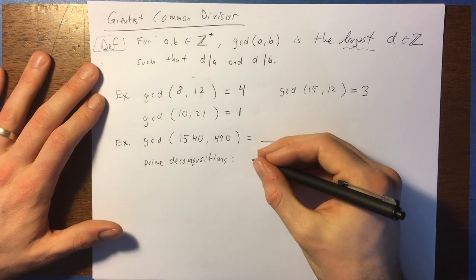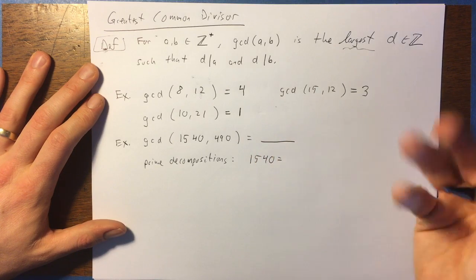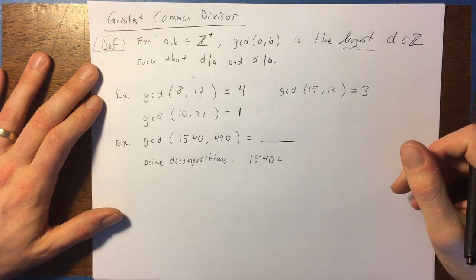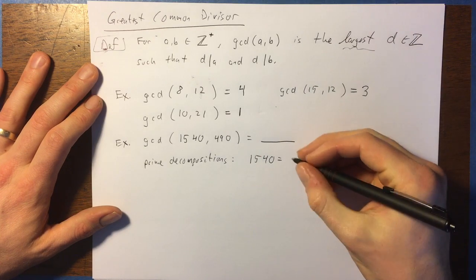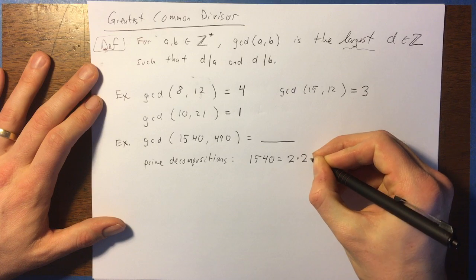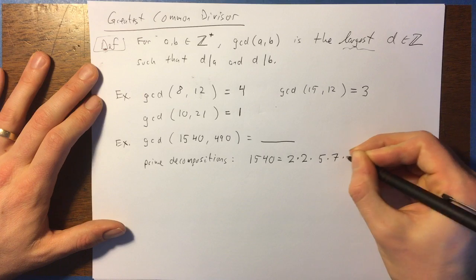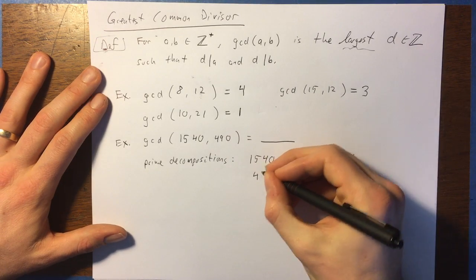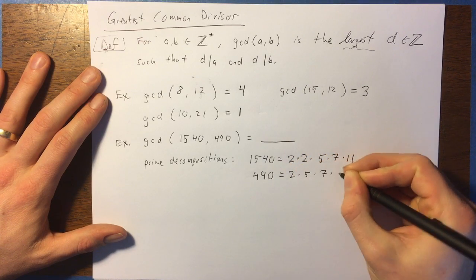Let's look at the prime decompositions. 1,540 equals, and there are different ways of finding prime decompositions. There are algorithms for finding prime decompositions. In fact, there's one presented in the book if you'd like to look at it. I wasn't planning on going over it in the videos. But I'll tell you, the prime decomposition for this number is 2 times 2 times 5 times 7 times 11. And the other number, 490, its prime decomposition is 2 times 5 times 7 times 7.